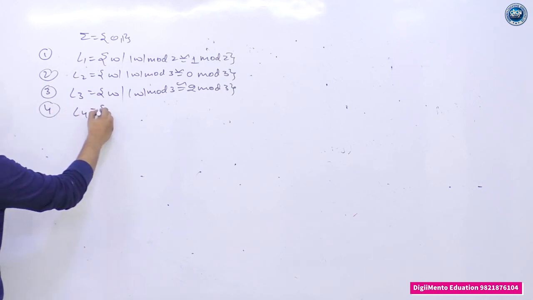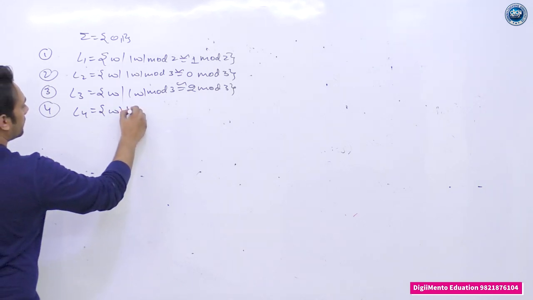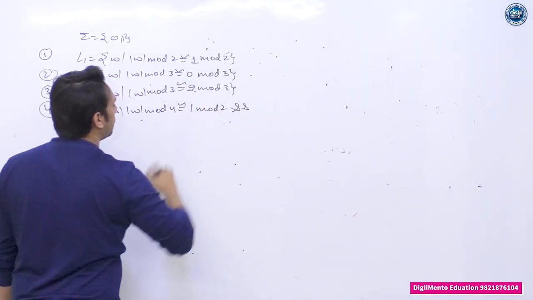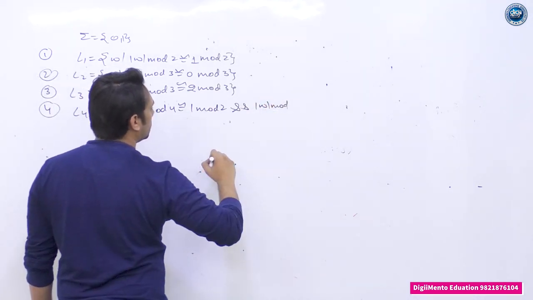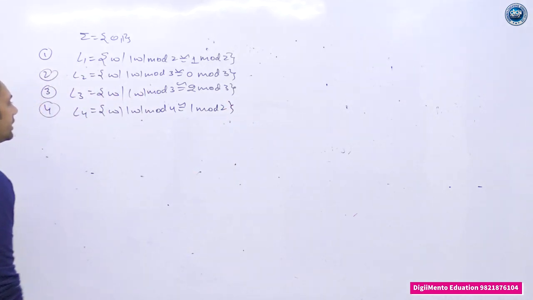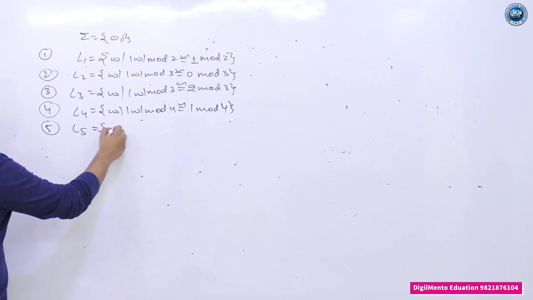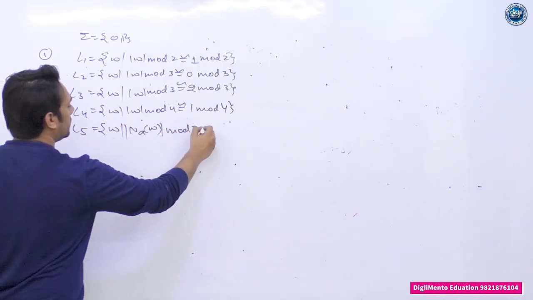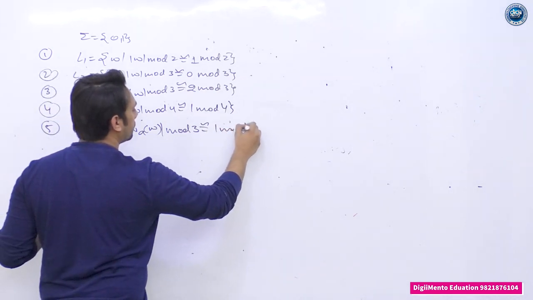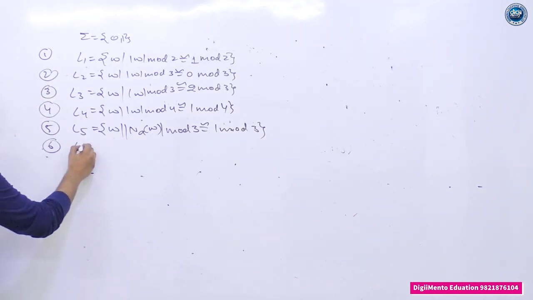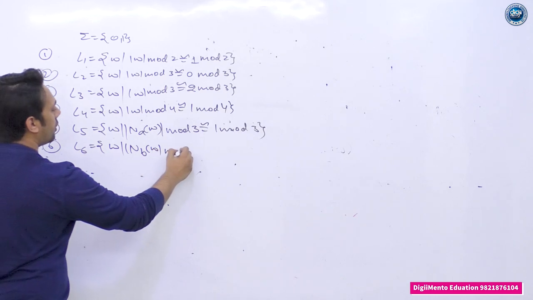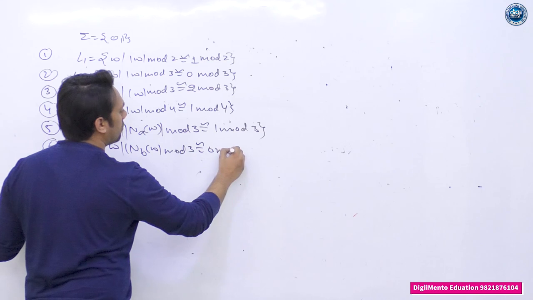Fourth is L4, W such that length of W mod 4 is congruent to 1 mod 4. Let's make it 1 mod 4 only instead of making it complicated. Language 5, L5, is W such that number of A in the string W mod 3 is congruent to 1 mod 3. Next, L6 is equal to W such that number of B in W mod 3 is congruent to 0 mod 3.